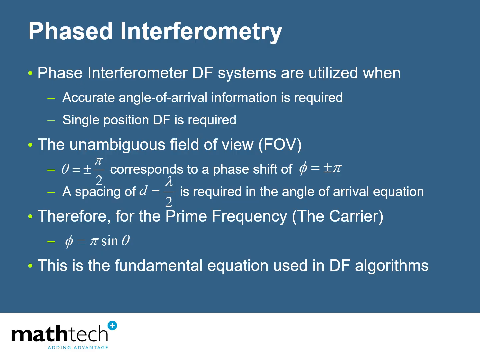Phase interferometry is used when accurate angle of arrival information is required and a single emitter's position needs to be determined. This requires that the interferometer is configured to give an unambiguous field of view in a left-right sense but not a fore and aft one. To achieve this, the angle of arrival θ must be between minus pi over 2 and plus pi over 2. This gives a phase shift between minus pi and plus pi if the distance between the antennas equals lambda divided by 2.